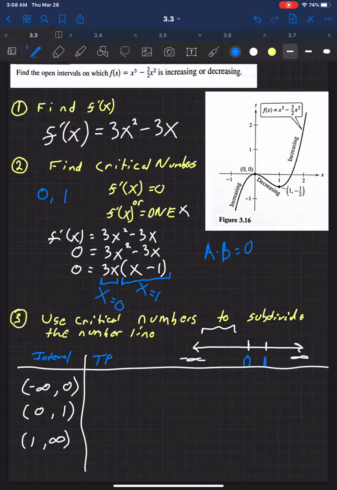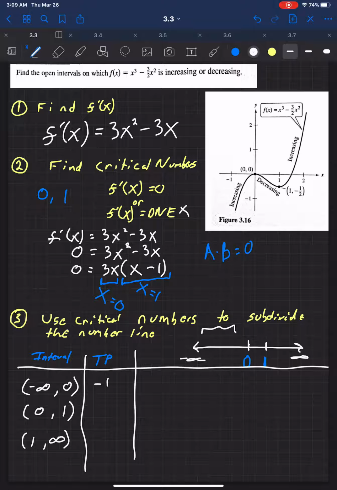Now we need a test point. Ready? Let's pick any point that is in this interval. So I'm going to choose -1 because -1 is in the interval negative infinity to 0. I just need you to understand that if you would have chosen -2, everything would have been fine, as long as you are in the interval.